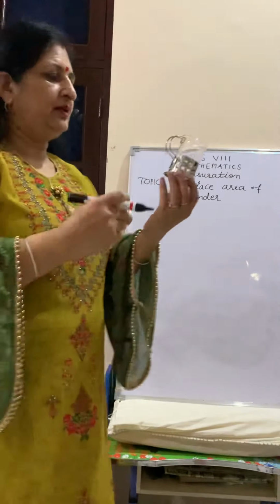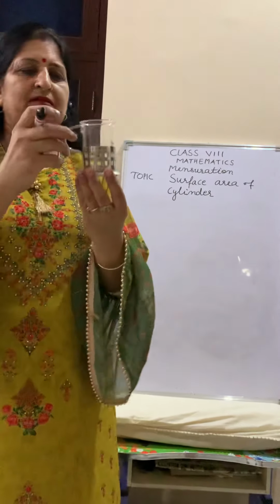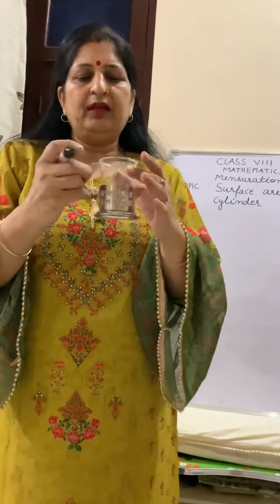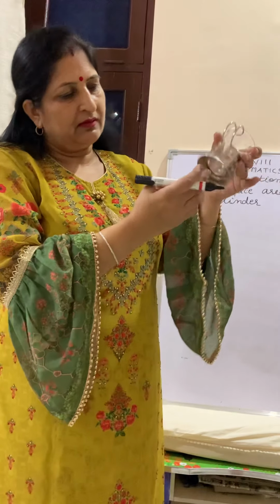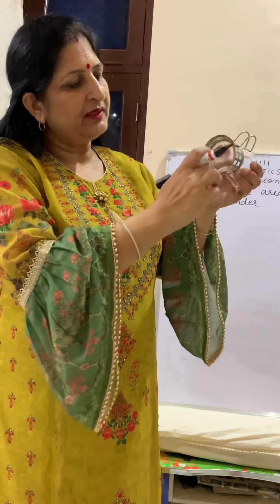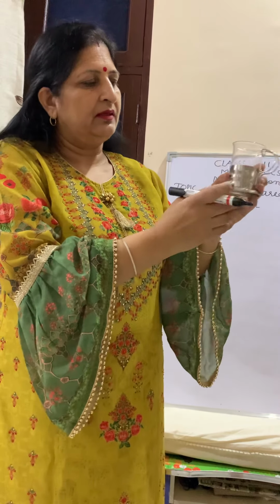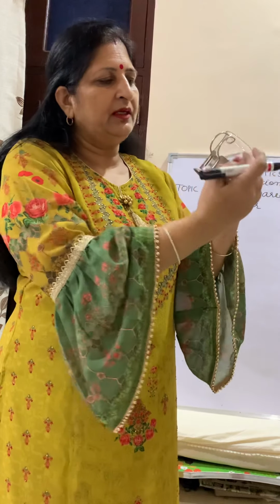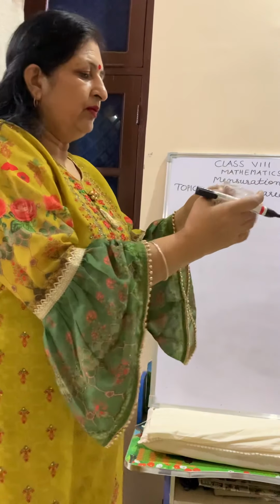See this coffee cup. One end is open, the bottom end is closed, and this portion is in a circular mode. How is a cylinder formed?